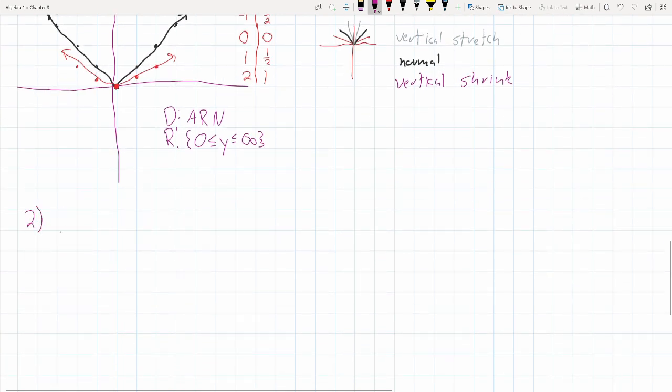Number 2 has u of x equals negative absolute value of x. Eventually, you might get to the point where you can just look at this and identify, oh, this is what's going on. Until then, it's good to graph it. So this is the parent function.